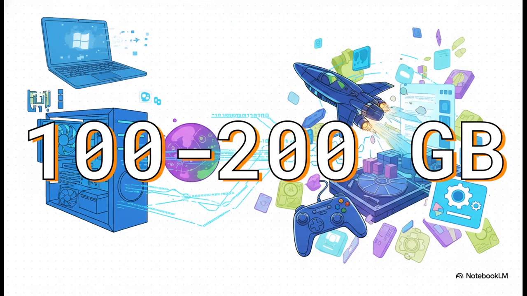Now, 64 gigabytes is the bare minimum the system requires, but honestly, you really want to aim for an ideal partition size of about 100 to 200 gigabytes.